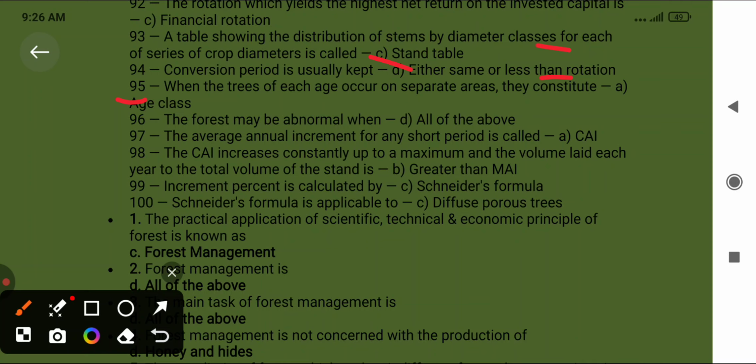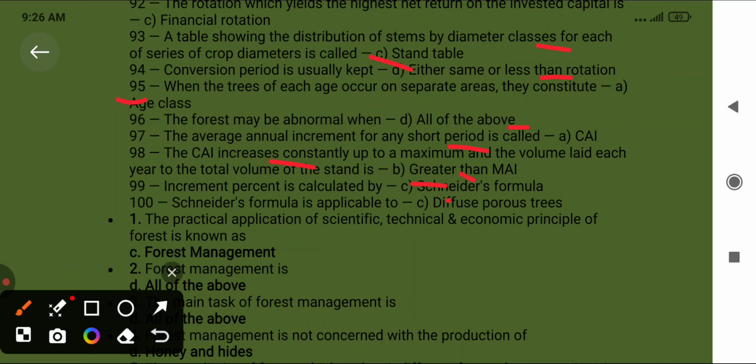The average annual increment for any short period is called CAI. The CAI increases constantly up to a maximum, and the ratio of the volume increment each year to the total volume of the stand is greater than the MAI. Increment percent is calculated by the Schneider formula, which is applied to diffuse porous trees.